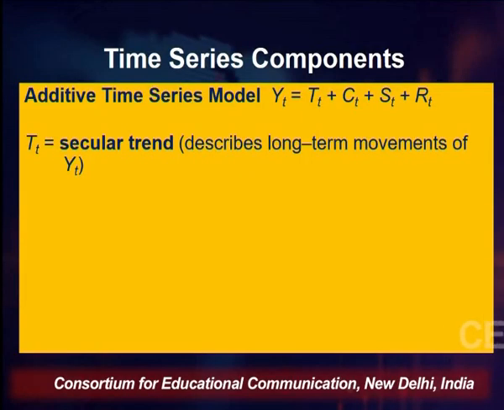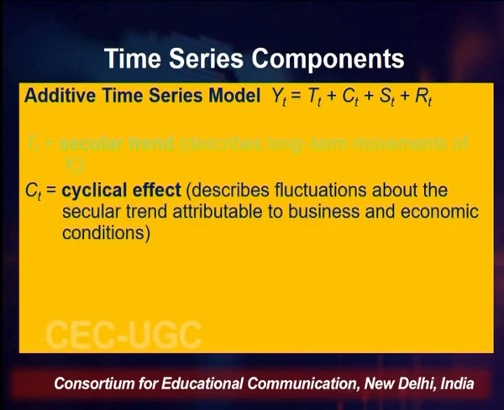If I talk about the time series components, there is an additive time series model where we are adding all the changes. The first one is the secular trend, which describes the long-term movements of your data. There can be a cyclical effect, which describes the fluctuations about the secular trend attributed to business and economic conditions. So it's cyclical: once it is going upward, later on it goes downward, just like trade cycles, you have ups and downs.